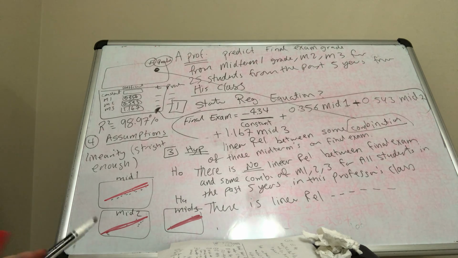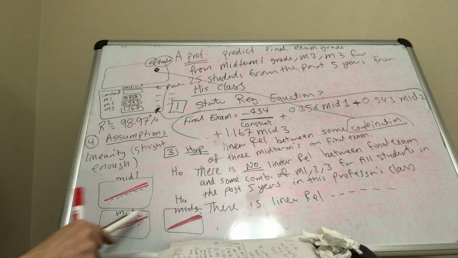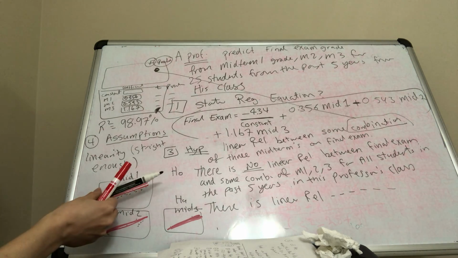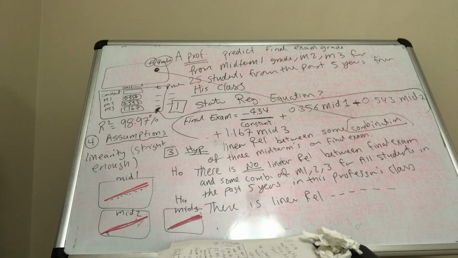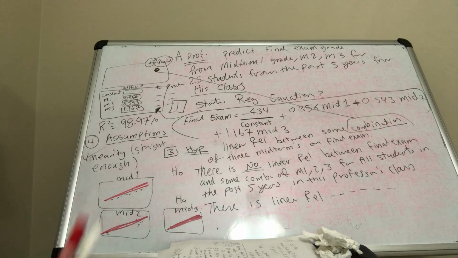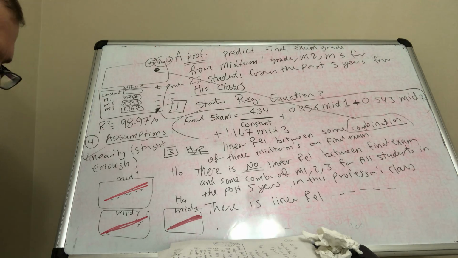So what I said for this one, looking at the plots for mid 1, mid 2, mid 3, it seems that a straight line can be fitted that's close to most of the points. So this linearity assumption holds. The other assumption here was the normality assumption.